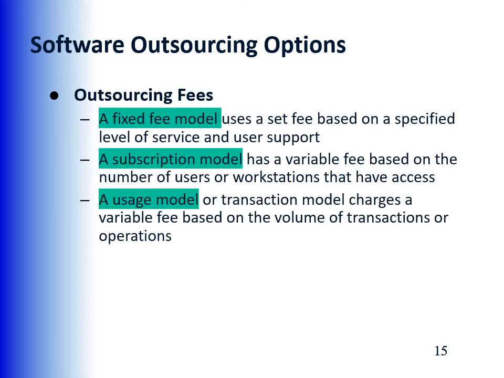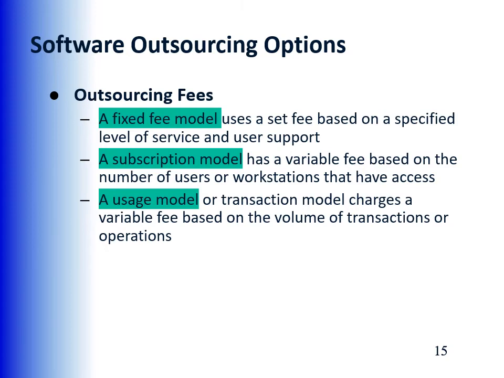For outsourcing fees, we have three types of models. The fixed fee model uses a set fee based on a specified level of service and user support. The subscription model has a variable fee based on the number of users or workstations that have access. And the last one is the usage model, or transaction model, which charges a variable fee based on the volume of transactions or operations.